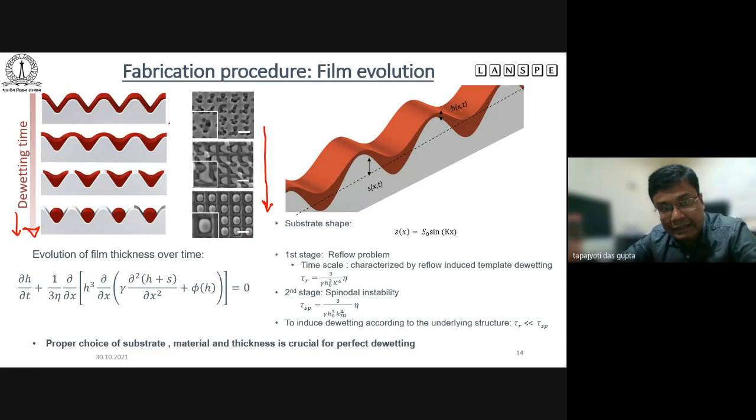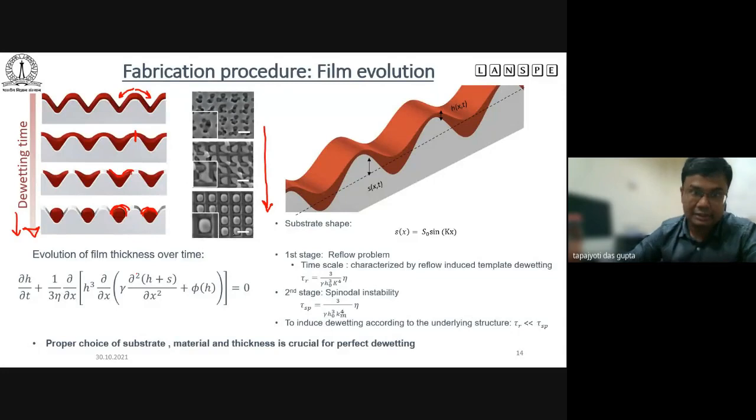Here in the cartoon, I show you a thin film over the template. As you increase the time, reflow occurs. The fluid from the top starts to flow towards the bottom. Then, as it becomes very, very thin, it undergoes a pinch-off. And then, to minimize the surface energy, you get these spherical droplets.